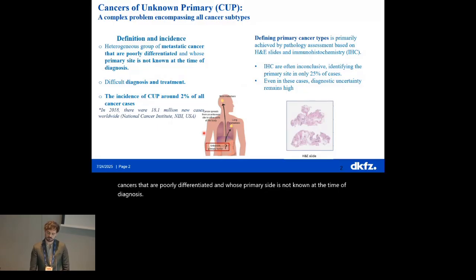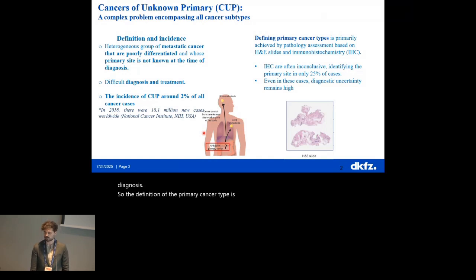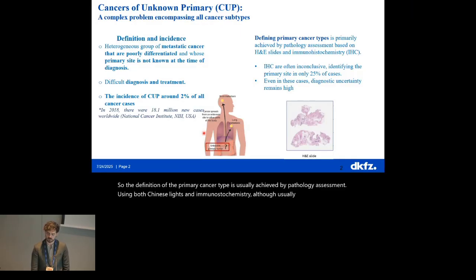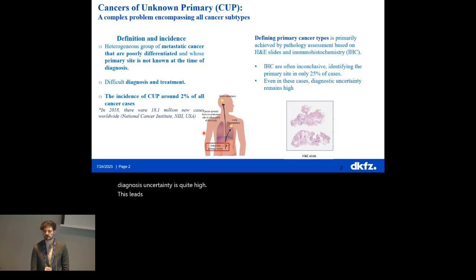So the definition of the primary cancer type is usually achieved by pathology assessment using both H&E slides and immunohistochemistry, although they are usually inconclusive and only able to detect the primary site in 25% of the cases. And even within this, the diagnosis uncertainty is quite high. This leads to lack of treatments and, unfortunately, poor survival overall.